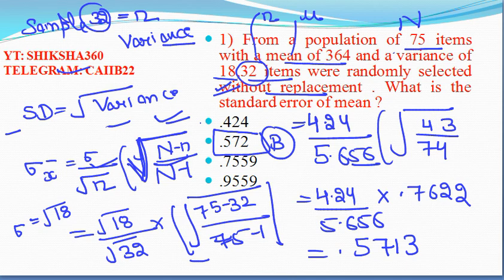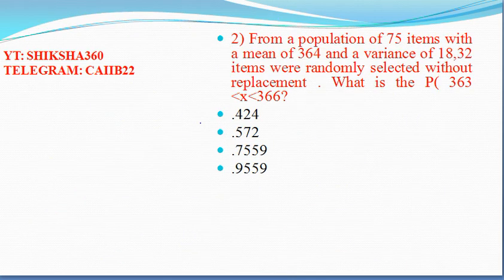Now move to the next question, question number 2. Question number 2 is a little bit different, as we will use the table of probability also. I will solve the question and tell you the value. Here they say: from a population of 75 items, same with a mean of 364 and a variance of 18, 32 items were randomly selected without replacement. What is the probability that x bar lies between 363 to 366?